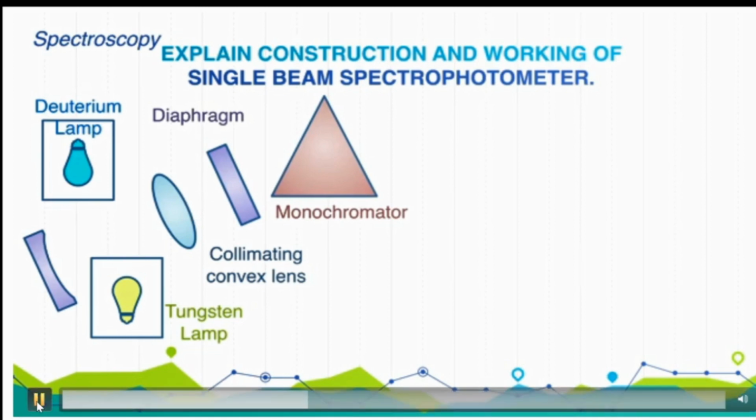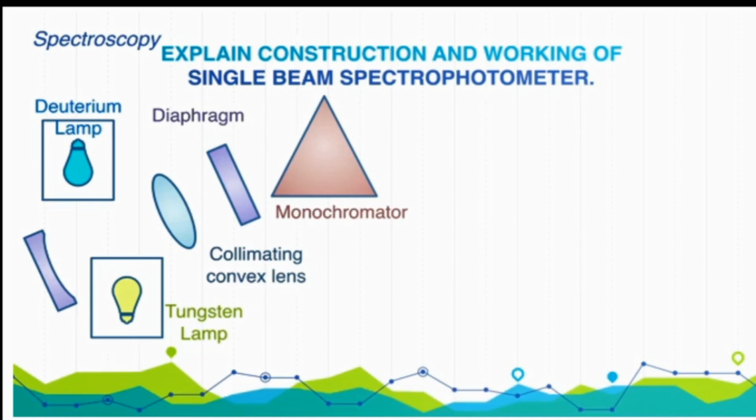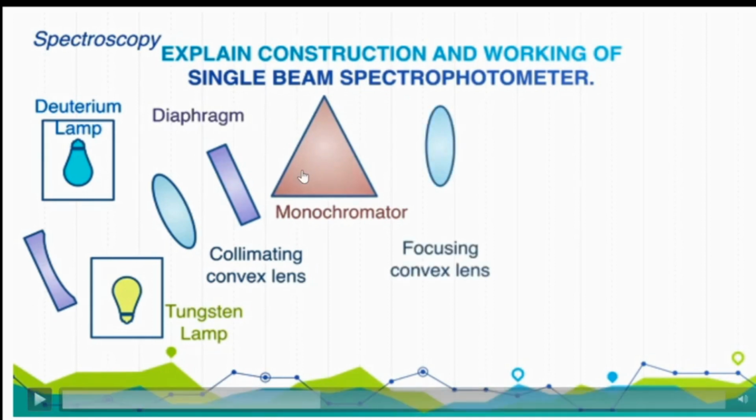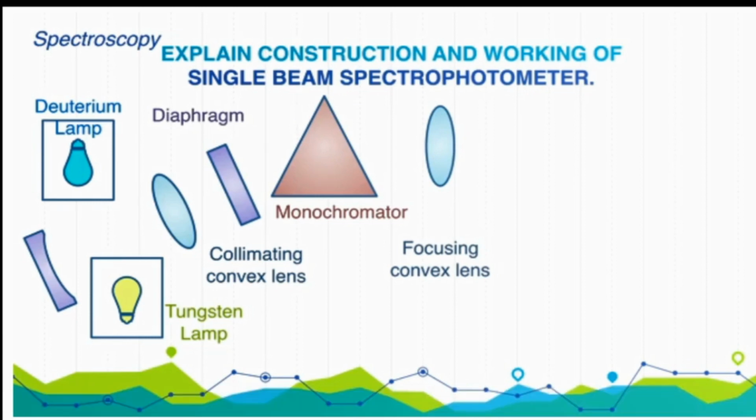Next comes the monochromator, to obtain radiation of one wavelength. The monochromator may be a prism or diffraction grating. The monochromator simply splits the polychromatic light into different wavelengths and selects a particular wavelength only. Then the focusing convex lens: its function is to collect all the transmitted light and focus it on the cuvette where the sample is placed. Next comes the cuvette or the sample holder.